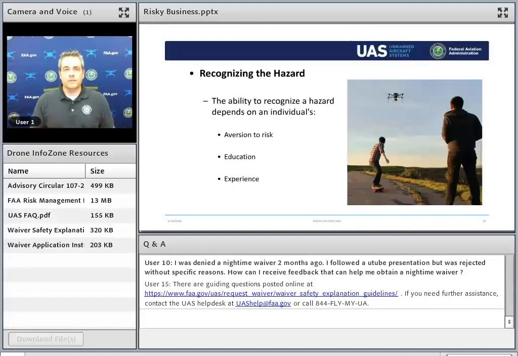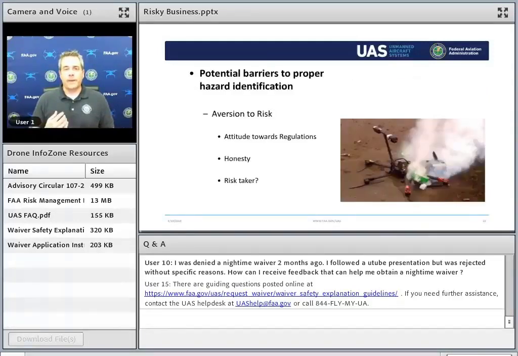To compound the difficulty on top of that, our ability to recognize hazard really depends on us as an individual. So it depends on our aversion to risk, our education, and I'm not talking about if you have a PhD or a high school diploma, but I'll get into what I mean by education there, and your experience as well. Those are three key elements that affect you as an individual and your ability to identify hazards in your operation.